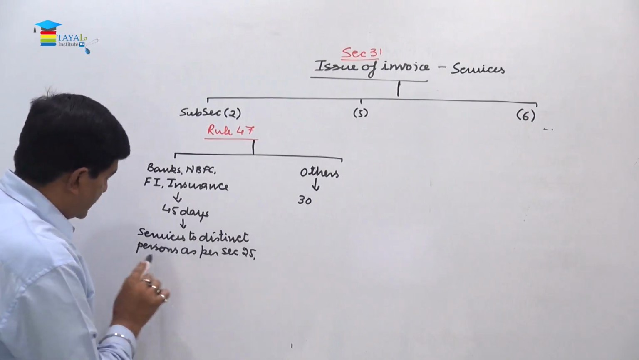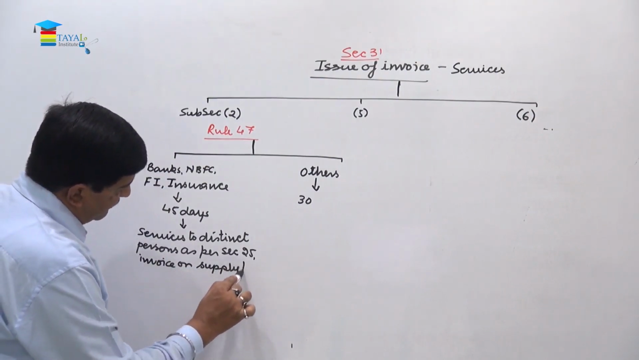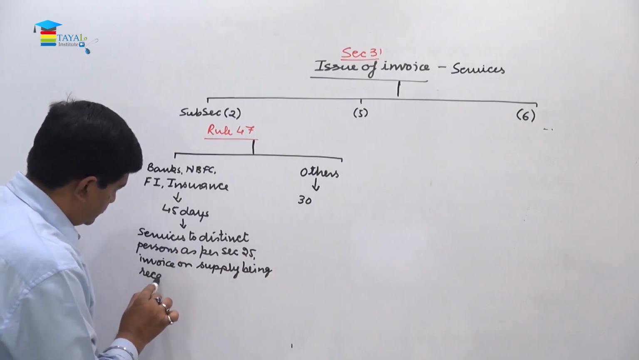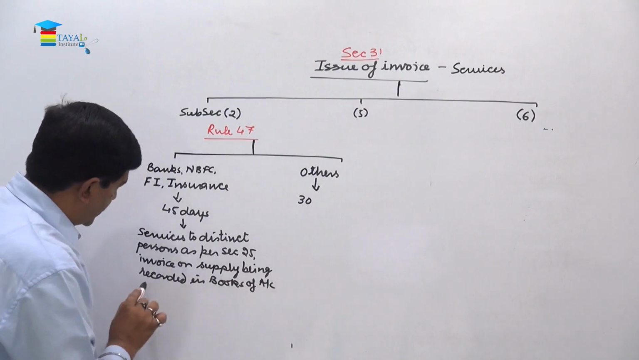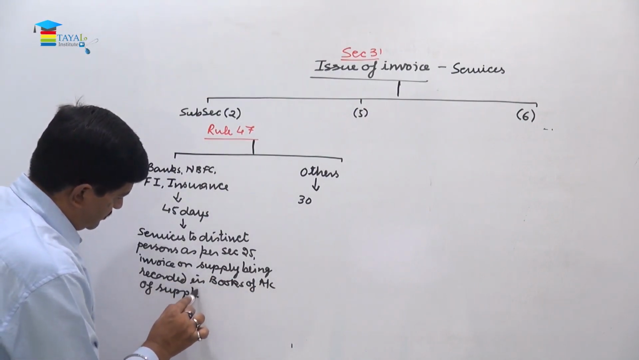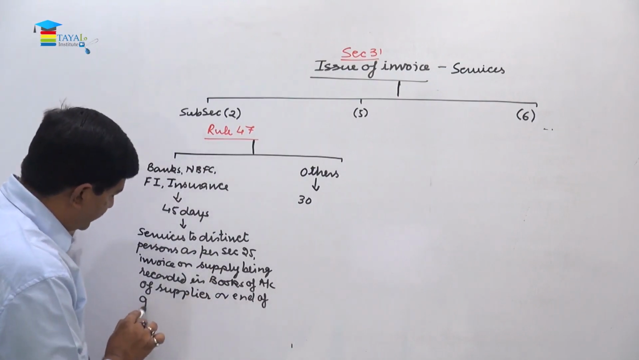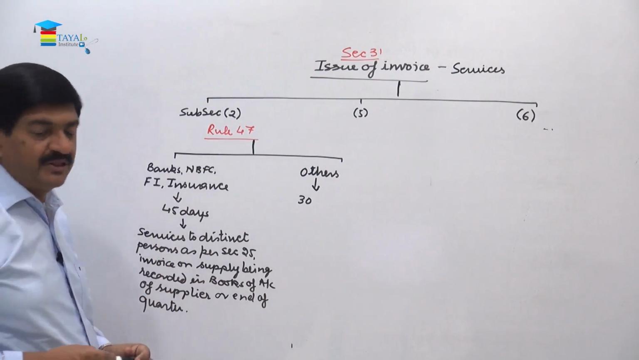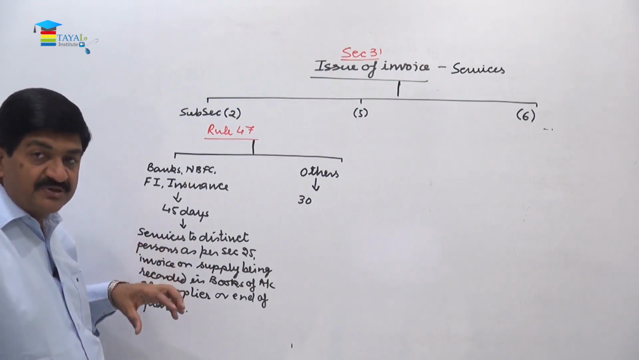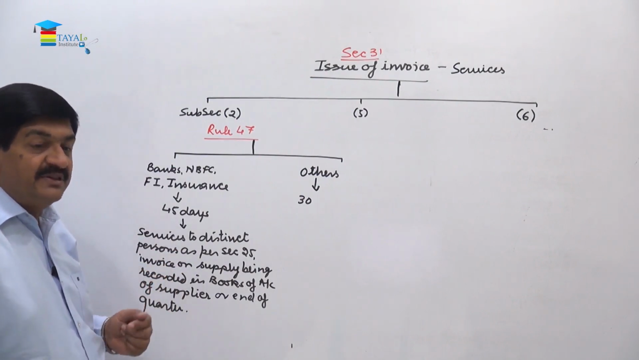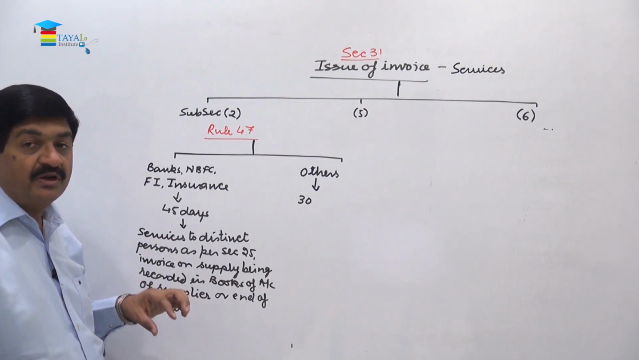In that situation, invoice on supply being recorded in books of account of supplier or end of quarter. So this becomes relevant when there is a continuous supply, and these services are generally considered as continuous supply of services. So services, if these are given to the distinct persons and the distinct persons are within the meaning of section 25, then the invoice has to be raised when the supply is recorded in the books of account of the supplier or end of quarter during which the services are supplied.